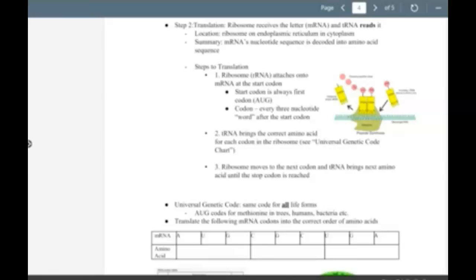And so the steps to translation: ribosome attaches to the mRNA at the start codon. So let's just box in the words start codon. This is the start codon step. Remember, a codon we can think of as a word. In DNA's world, the codons are always 3-letter words. They're always 3 letters, 3 nucleotides. And the start codon, the first word of every DNA sequence, is always AUG.